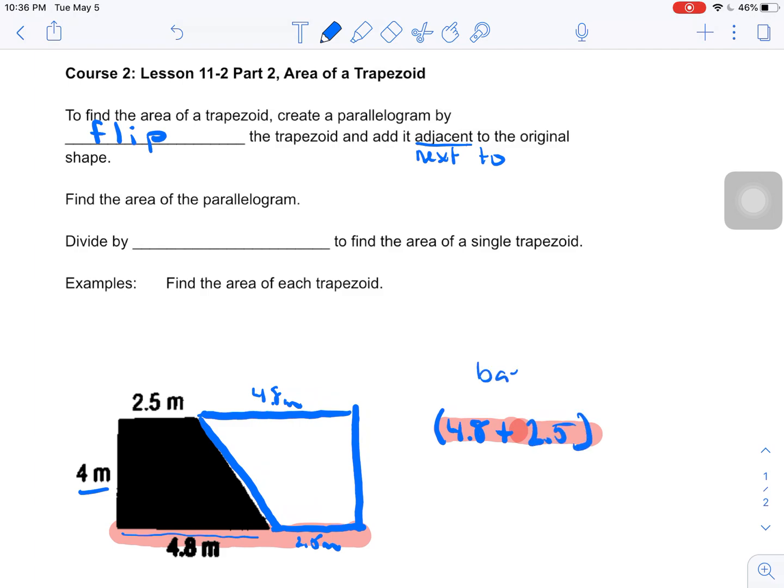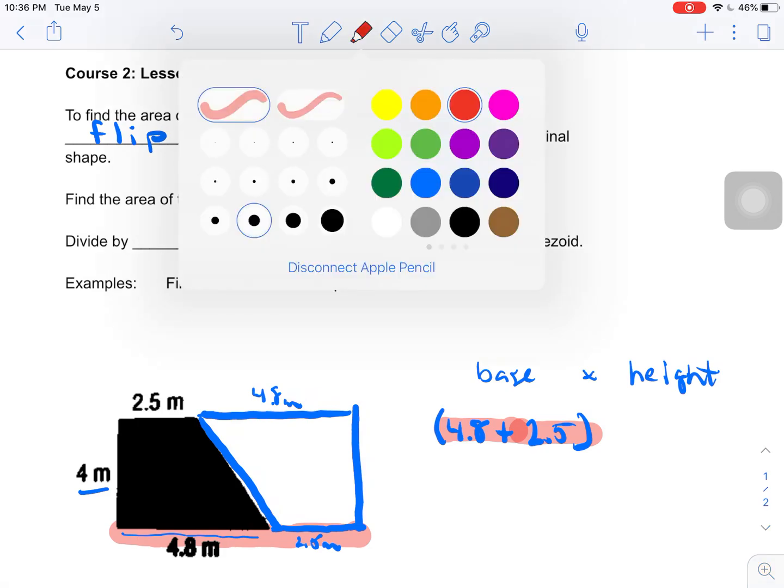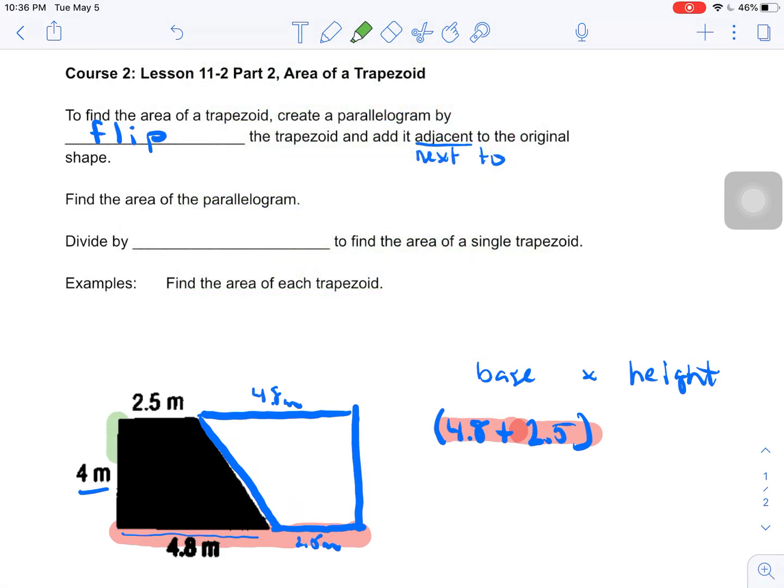So that's our base. We know that to get the area of a parallelogram or a rectangle, we do base times height. In order to get the base, we have to put together a couple of pieces to get the full length of the base. And then the height is just right here. It's the 4 meters.